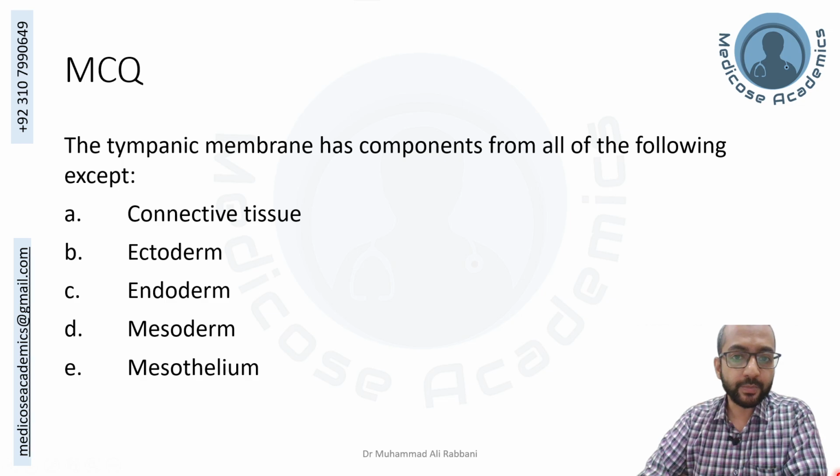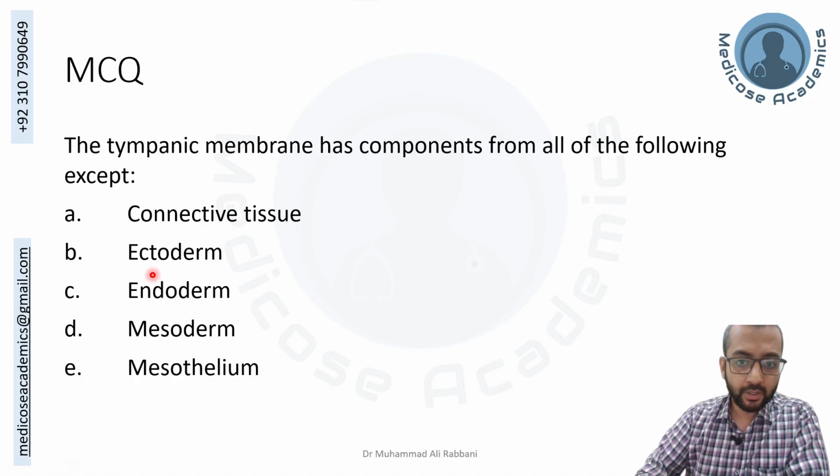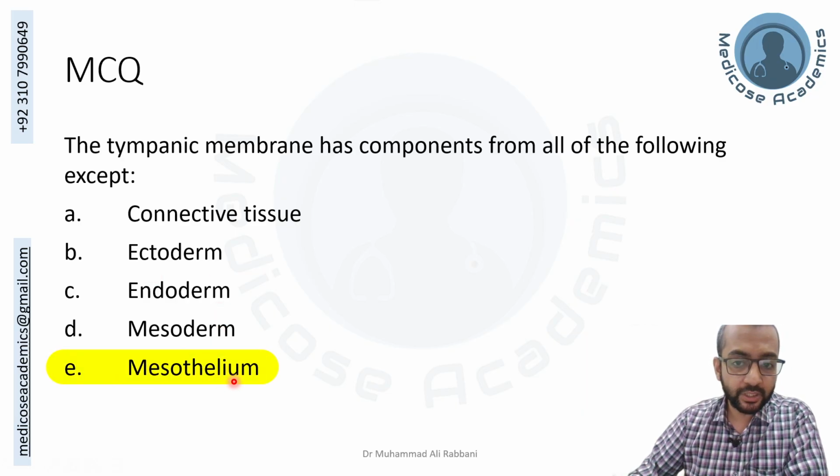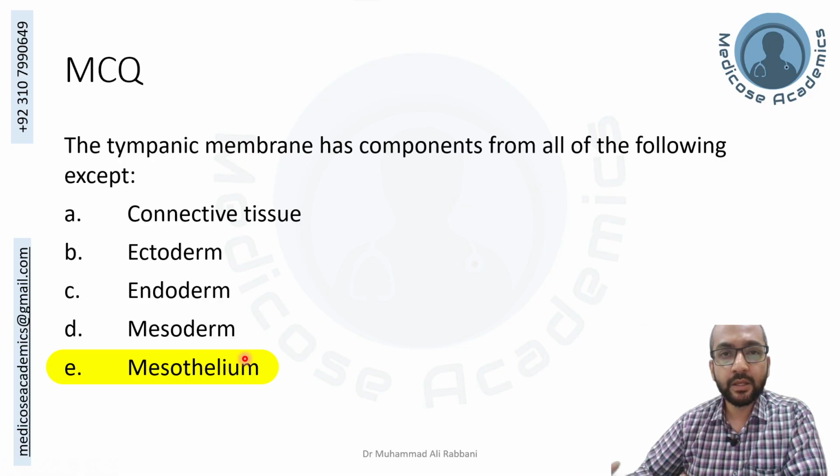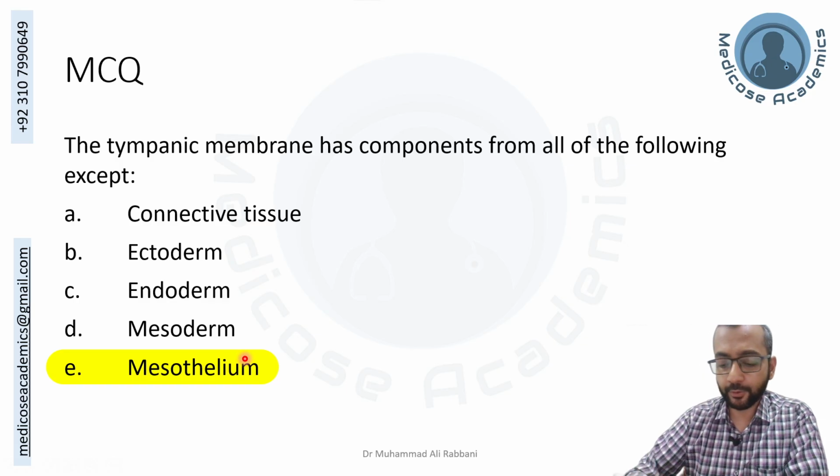So the tympanic membrane has components from all of the following except: it is made of ectoderm, endoderm, mesoderm, mesothelium. So it does not contain mesothelium. Mesothelium is the covering lining of the serous cavities, including the pleura, pericardium and peritoneum.